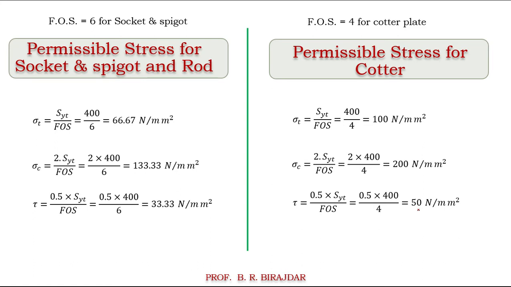In some cases, the factor of safety for all these components will be the same, but here specifically they have mentioned the factor of safety is 6 for socket, spigot and the rod, and the factor of safety is 4 for the cotter. So here we calculated the permissible stresses. Now we will move to the design part. First we will find out the diameter of the rod, on which there is a tensile stress.